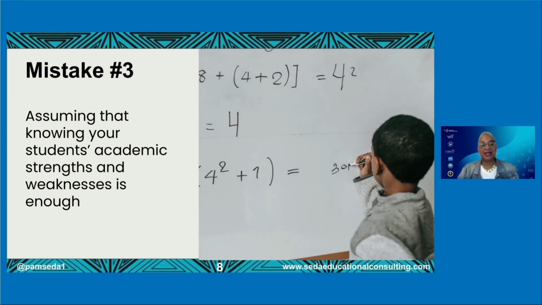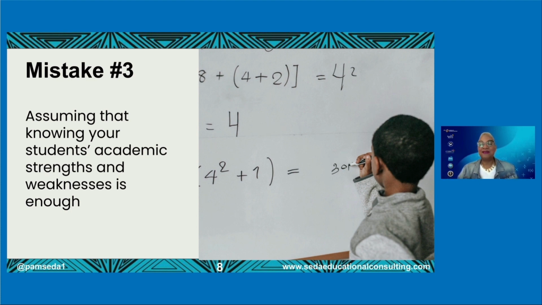Mistake number 3 I see is assuming that knowing your students' academic strengths and weaknesses is enough. That's one thing that we as teachers are compelled to do. We are compelled to figure out where our students are academically. But one of the things that we don't realize is how things outside the classroom can impact what's inside the classroom.